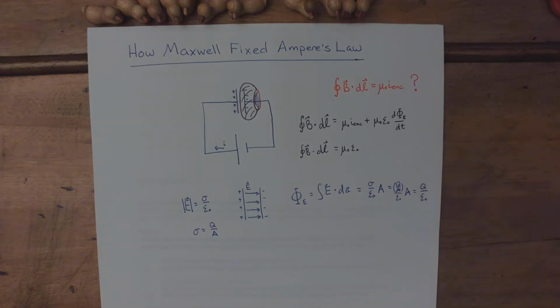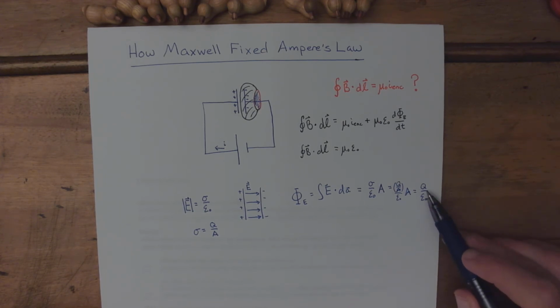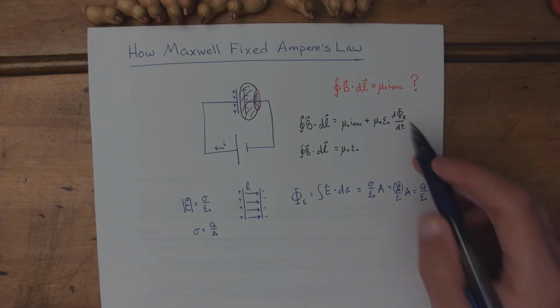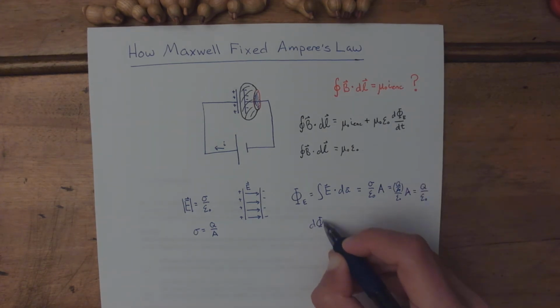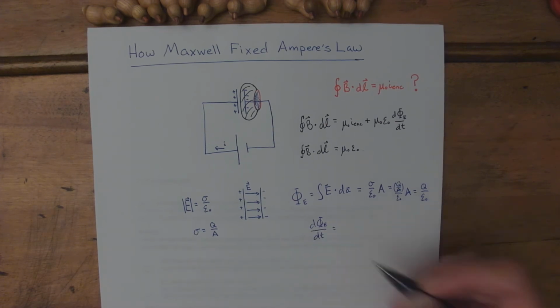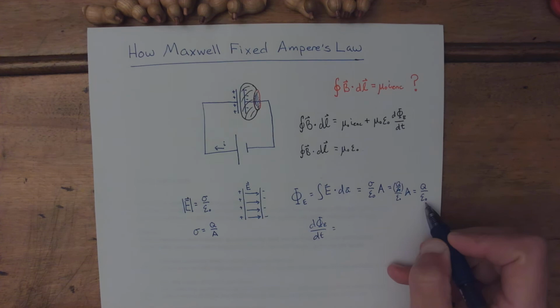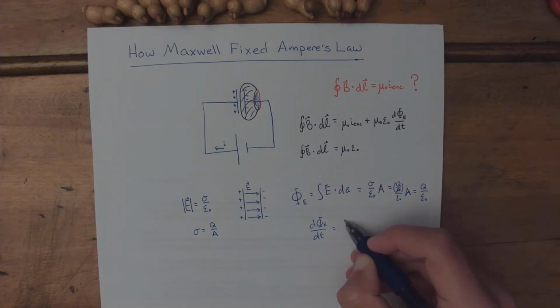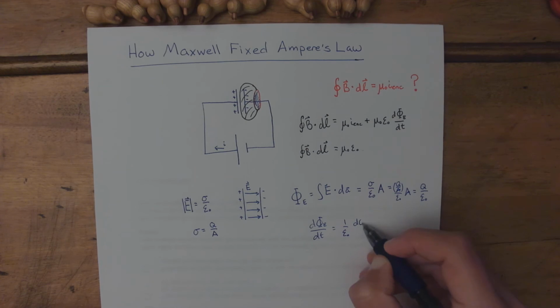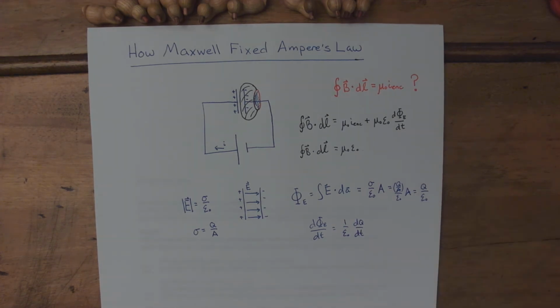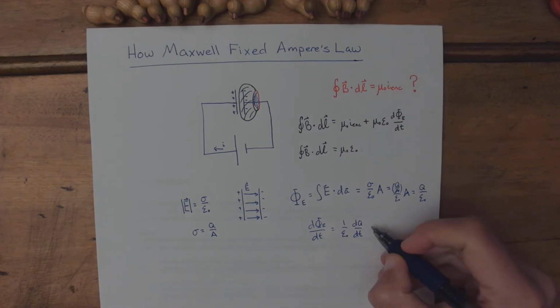Then I have to take the time derivative. This is the charge that is currently on the plate, but once you flip the switch, that charge is going to start increasing. So this charge is changing with time. So I have to take the derivative of the flux with respect to time. Epsilon naught is a constant, so that could just come outside, and then I have dq dt. That is the rate of change of the charge, which is equal to the current. So this is just I divided by epsilon naught.